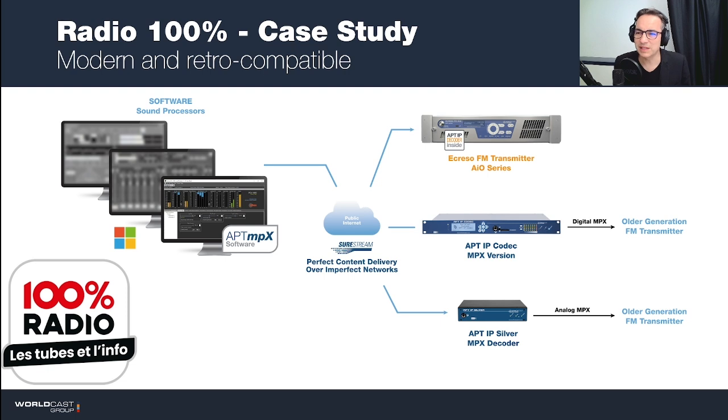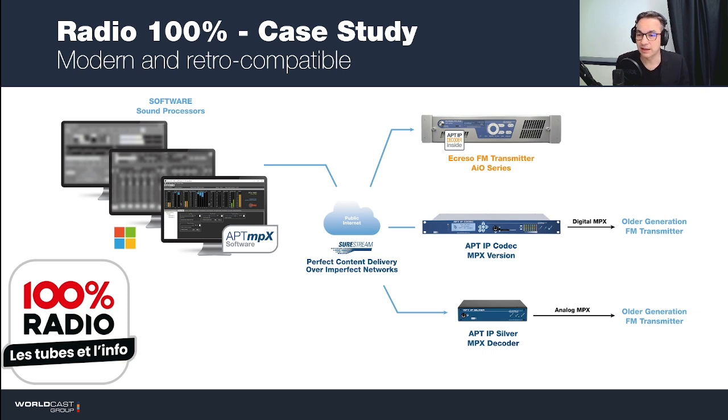We are talking about 50 frequencies, and so they are not replacing all the transmitters today. They replace only a few transmitters by the new Expresso FM-IO series, directly decoding the APT MPX signal to RF. But when they have an old transmitter that they don't want to replace immediately, they still use the APT IP codec to decode the APT MPX signal and to feed their transmitter, or the silver version also.